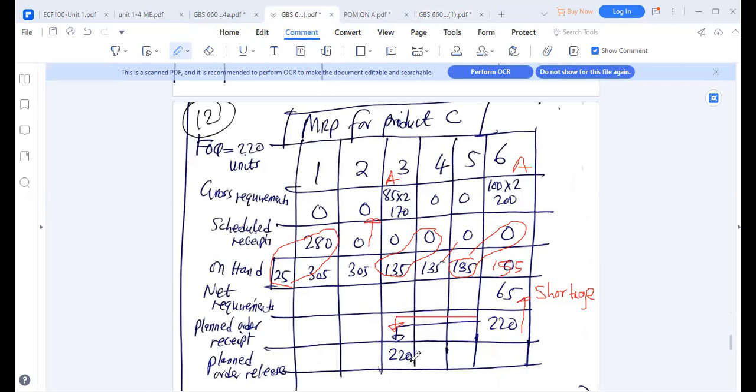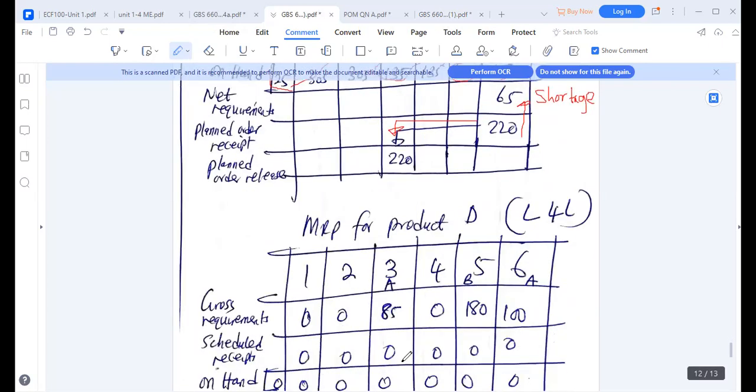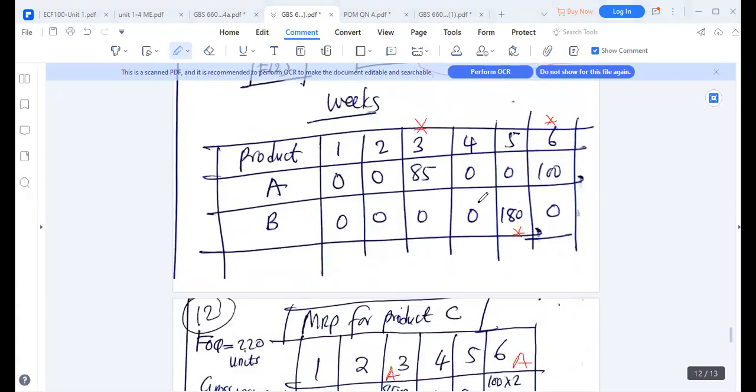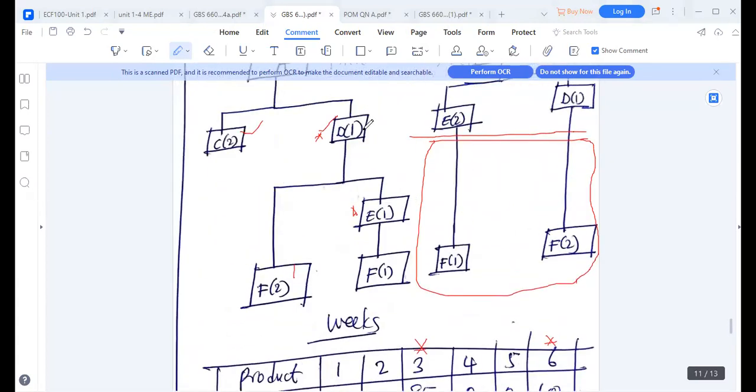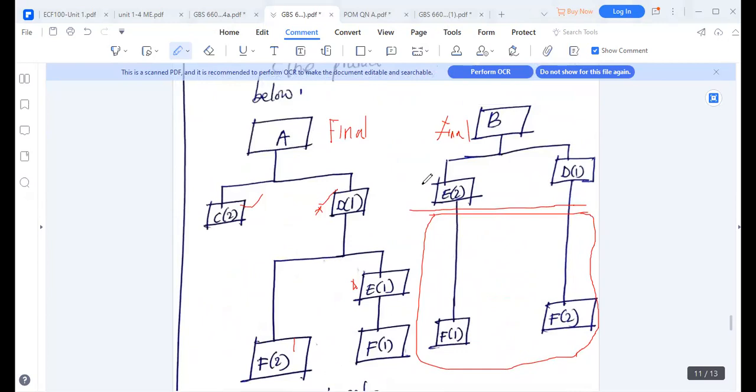Now we go to the other product, which is product D. For product D, we have to check where the D is coming from. You go back to the structure to see where D is coming from. If it is coming from 2 different sources, we need to combine and come up with a single one. D is coming from A, as well as from B. So we need to combine, because it's the same product D we're talking about.